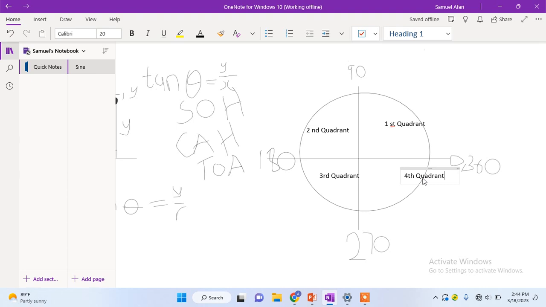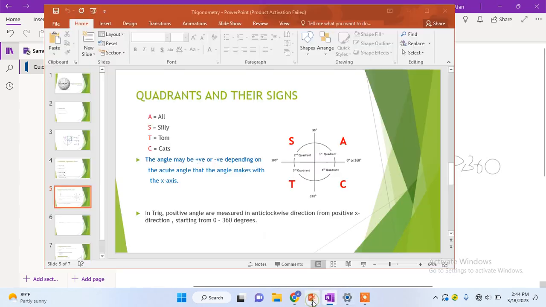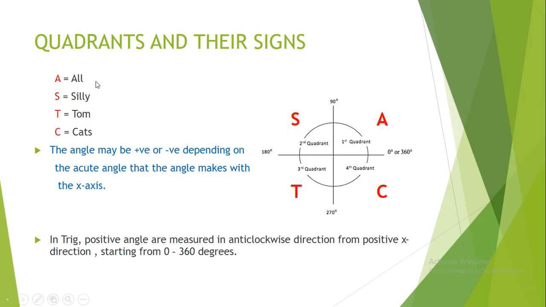They are in the order in which we move. Okay, since we move anti-clockwise, we are going to meet this quadrant first, followed by this, followed by that, and followed by that. Okay, now let's move on. So these are the quadrants. So you know first, second, third, fourth, and then the values 0 or 360, 90, 180, 270, and that's all.